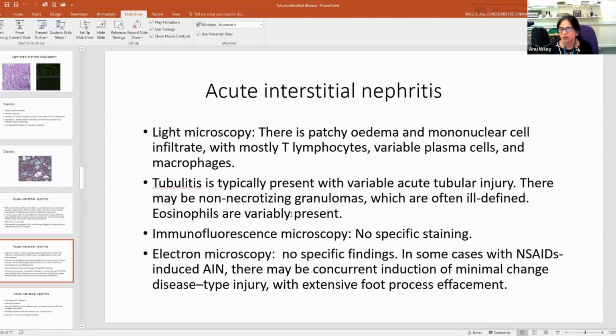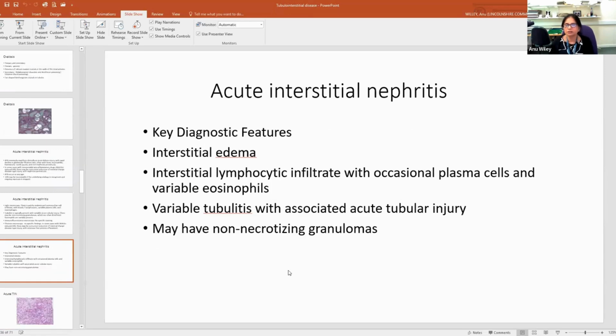It can cause a non-necrotizing granulomatous inflammation, and you can see granulomatous TIN also. Immunofluorescence shows nothing specific in terms of TIN, because it's not an immune complex driven or a complement driven disease. Electron microscopy, again, shows nothing much unless there's something else happening. Either the patient has got minimal change or membranous or something that's different, but otherwise nothing significant.